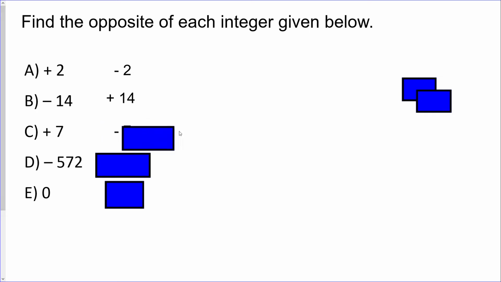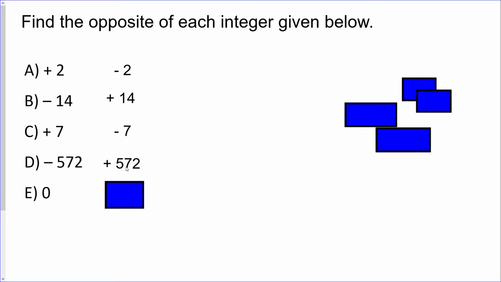So positive 7, opposite is negative 7. Negative 572, the opposite is positive 572. And 0, well, it doesn't have an opposite, because opposite is defined as being a certain distance from 0 in the first place, so 0 is the only number without an opposite. Very lonely. Sad for 0.